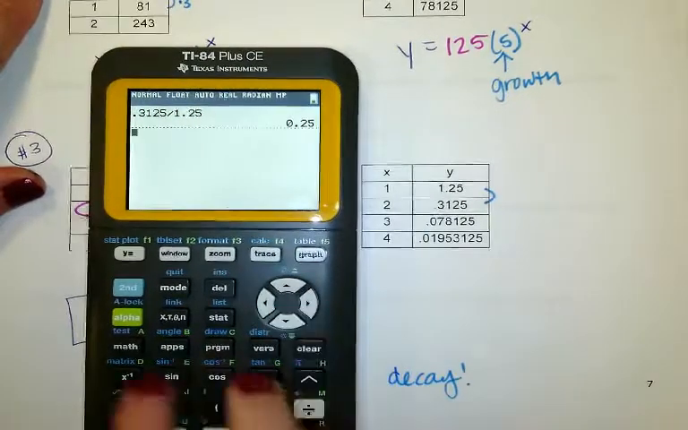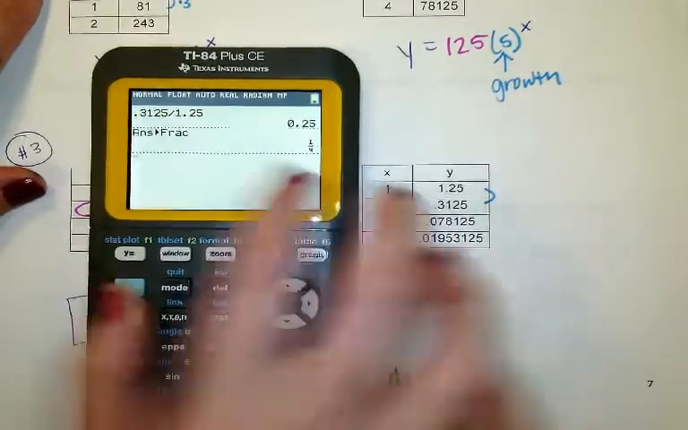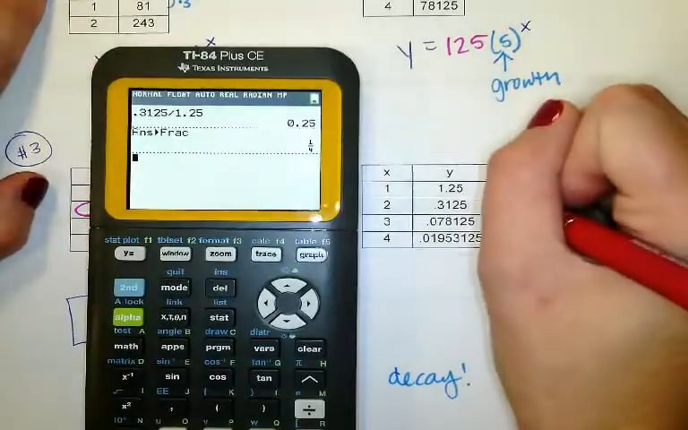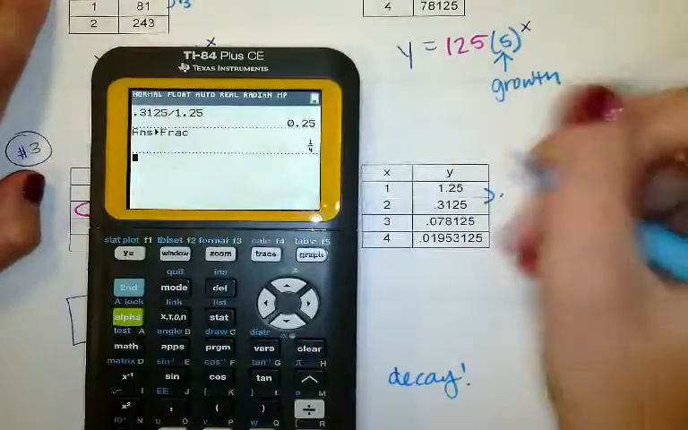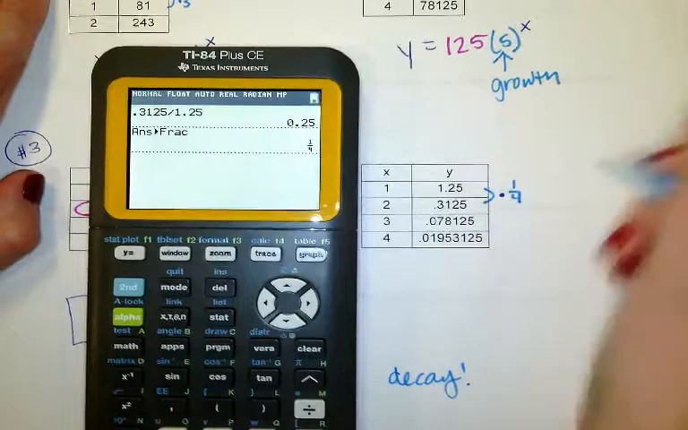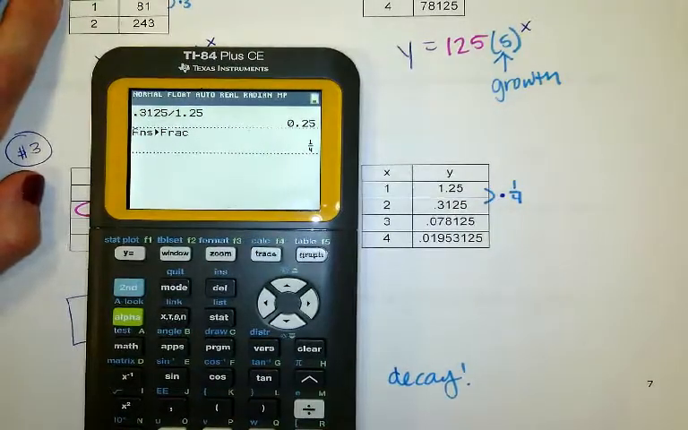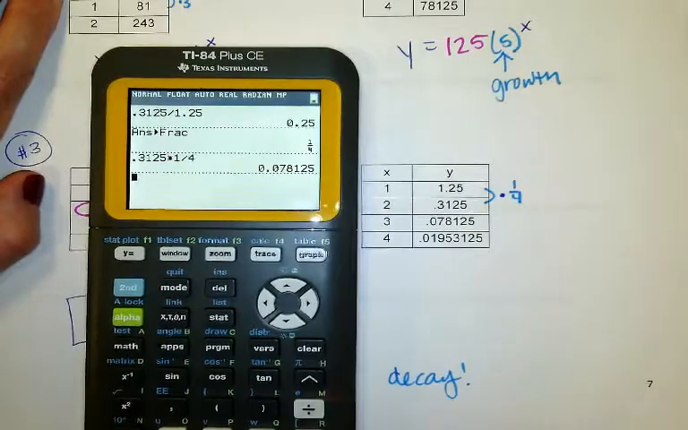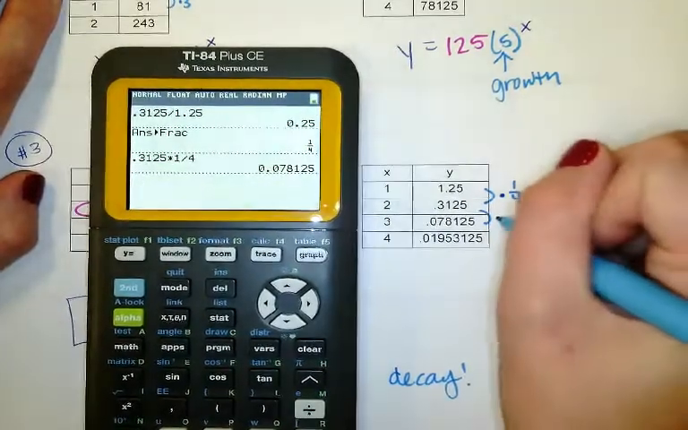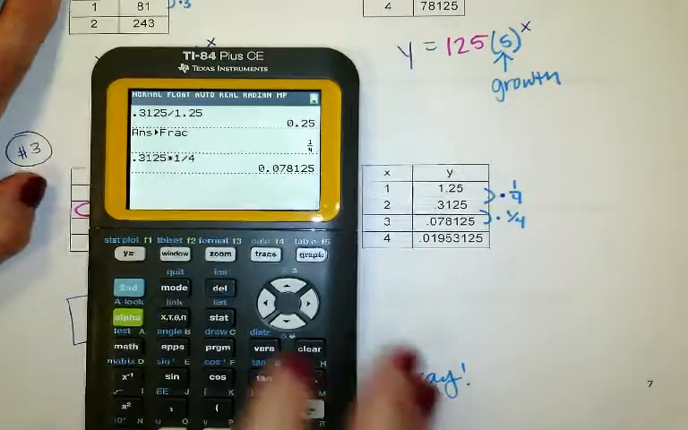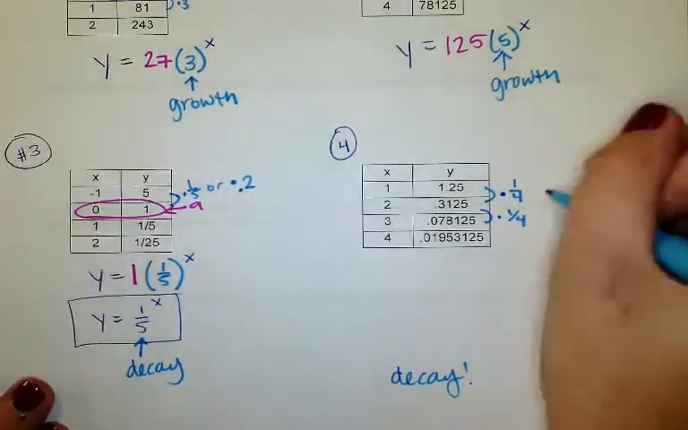If I turn that into a fraction, what do you know? What am I multiplying by? 1/4. Okay? And that is actually what happens here. We do 0.3125 times 1/4. Oh, so I'm multiplying by 1/4 every time. Now guys, so this is my B value, which is wonderful.